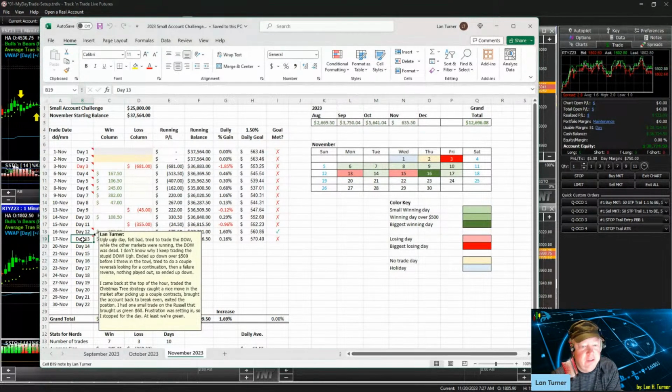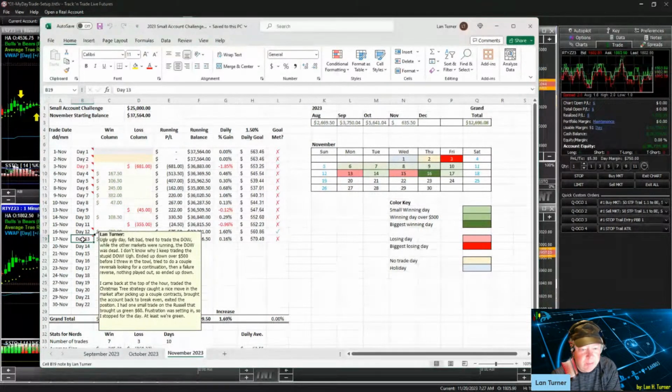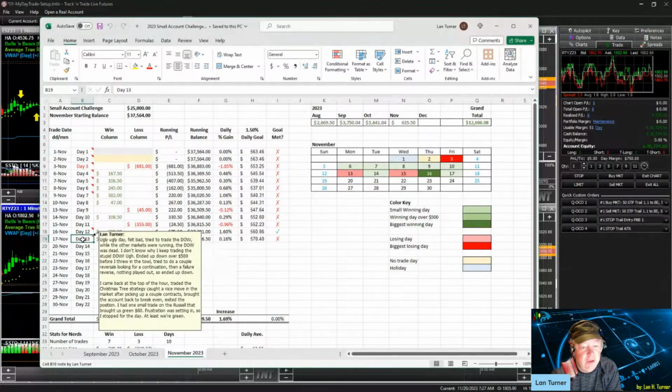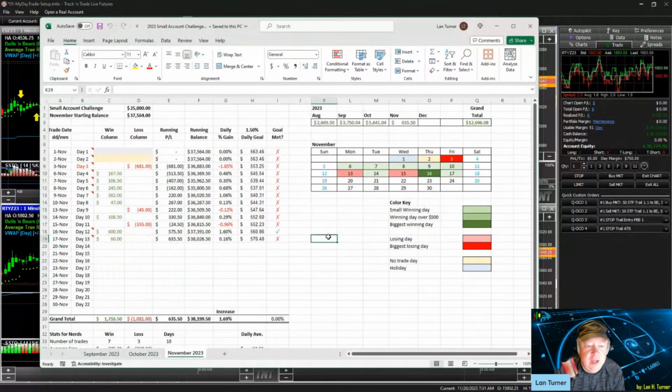Nothing played out, so ended up down. I came back at the top of the hour, traded the Christmas tree strategy, caught a nice move in the market after picking up a couple contracts, brought the account back to break even, exited the position. I had one small trade on the Russell that brought us green $60. Frustration was setting in, so I stopped for the day. At least we're green. All right, so that was what happened after hours.